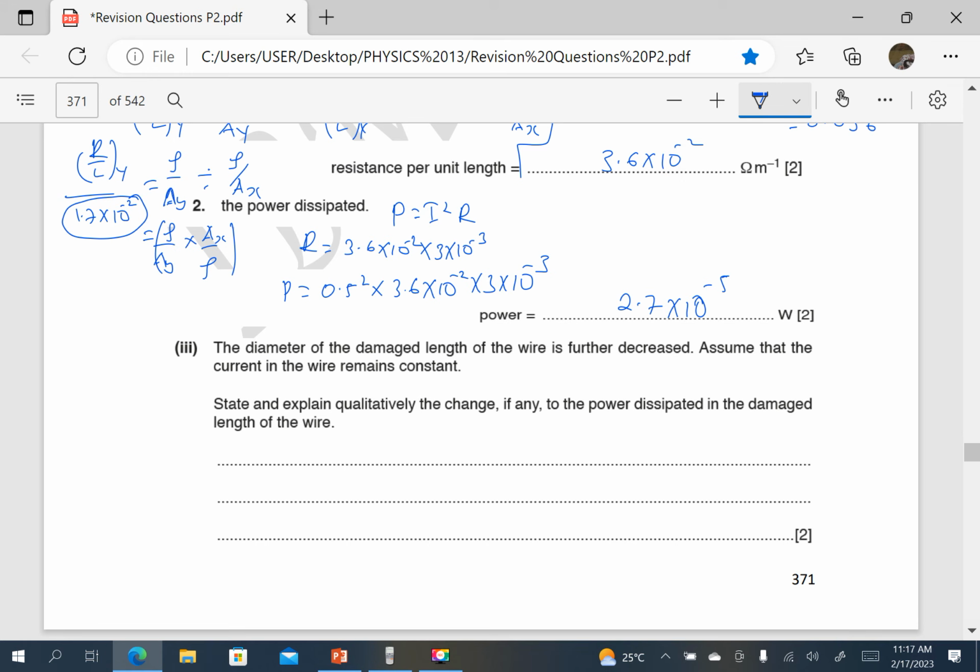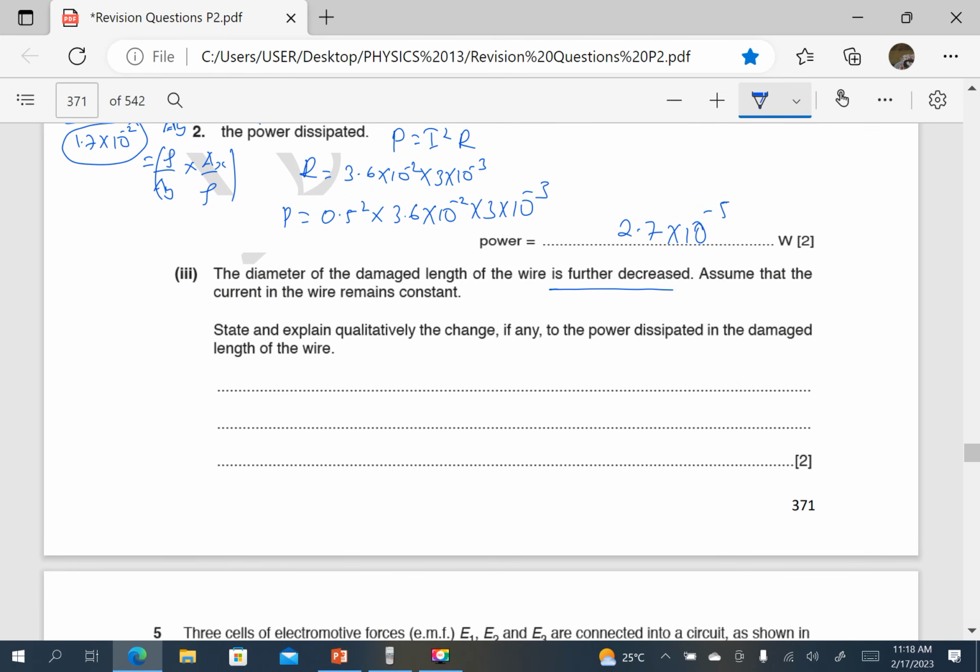The diameter of the damaged length of the wire is further decreased. Assume that the current in the wire remains constant. State and explain qualitatively the change, if any, to the power dissipated in the damaged length of the wire. So we have seen that power is equal to I squared times R. The current remains constant, and R is inversely proportional to the area, which is pi d squared over 4. That means R is inversely proportional to the square of the diameter.